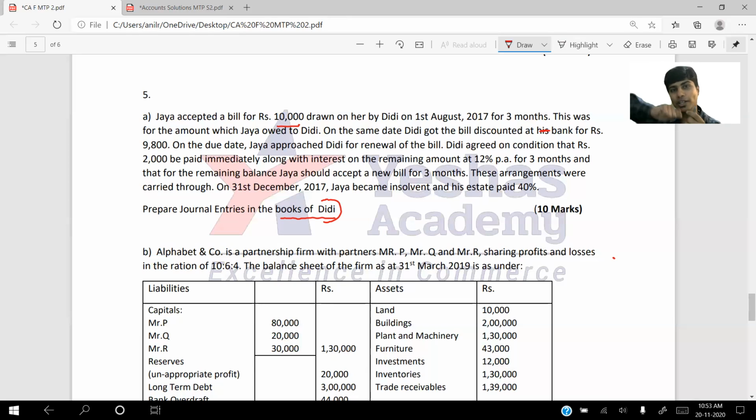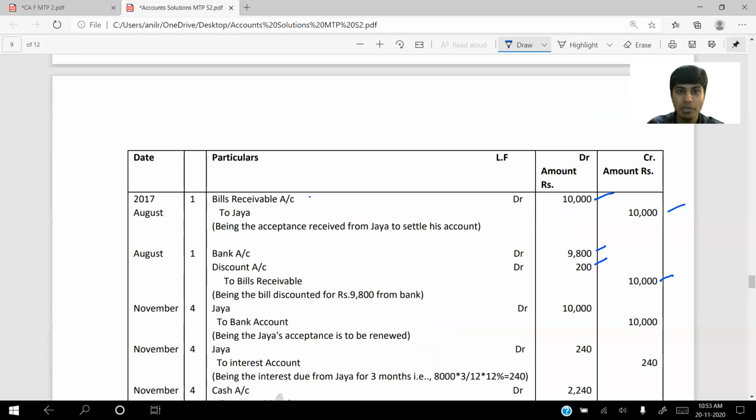When you're taking that bill back, it's almost like a dishonor. When a discounted bill is supposed to be renewed, it's almost like a dishonor. The bill comes back from banker to Jaya, and then from Jaya to Didi. Sorry, banker to Didi, Didi to Jaya. That's how it goes. So banker gives the bill back. So what is the journal entry? Bills receivable to bank. Have a look.